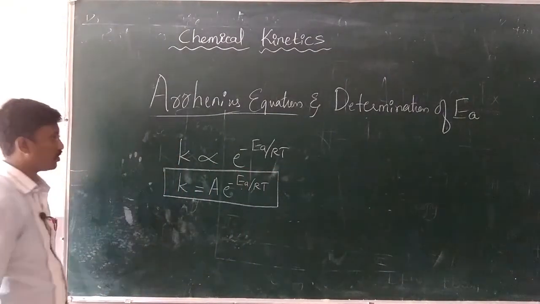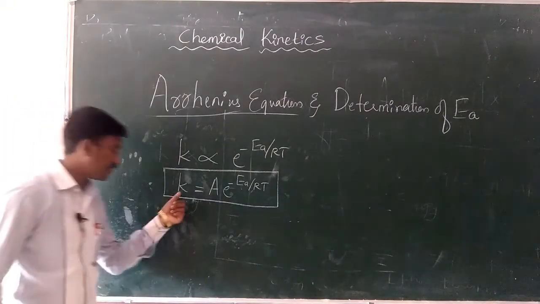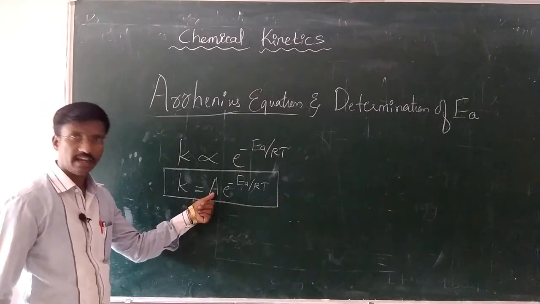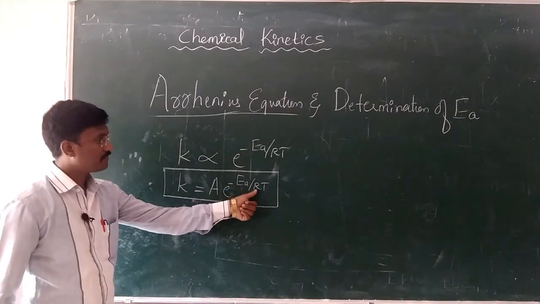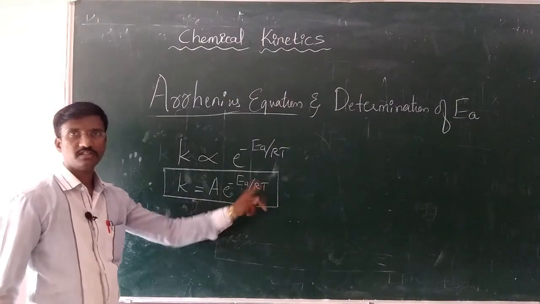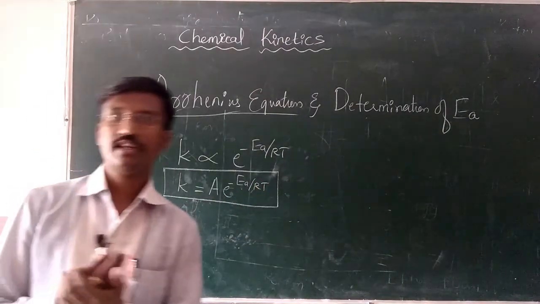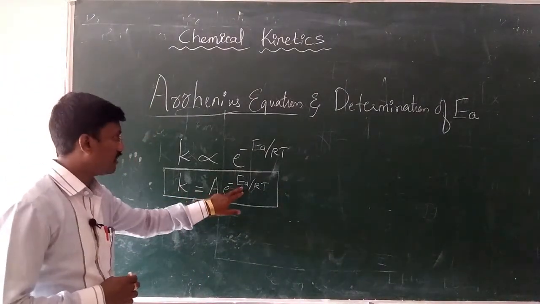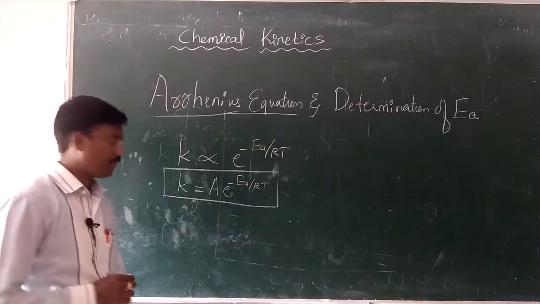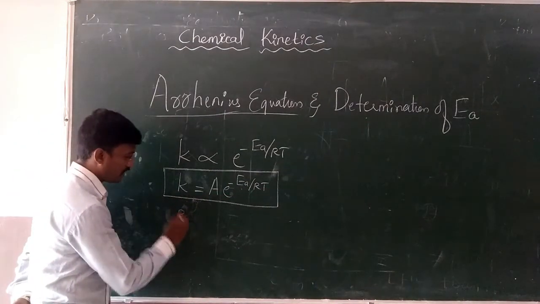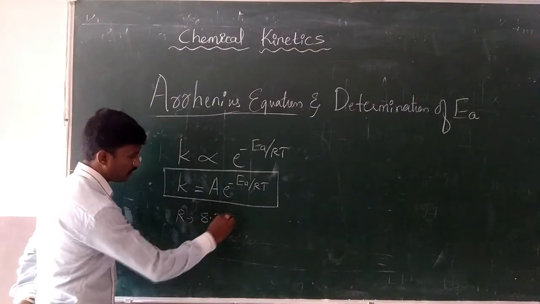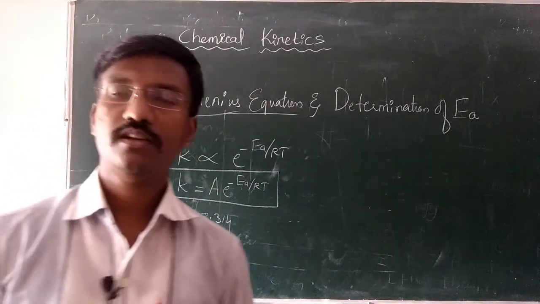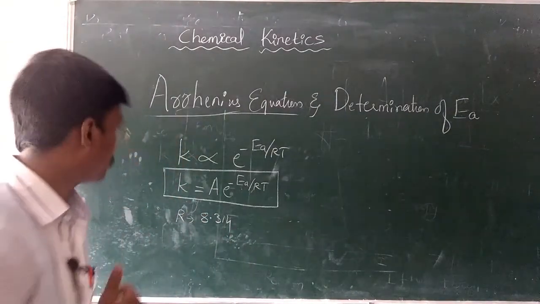So what is the Arrhenius equation? It gives the relation among rate constant k, the Arrhenius factor A, activation energy Ea, gas constant R and temperature T. The gas constant R has the value 8.314. This is the constant value we are using in problems. You should remember this one: R is equal to 8.314.